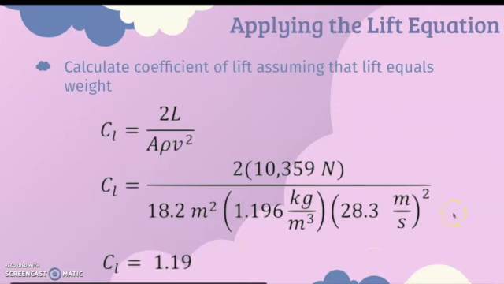We can then calculate the coefficient of lift, assuming that lift equals weight. So with the assumption that lift is equal to weight, we can then take 10,359 newtons, multiplied by 2, over 18.2 meters squared, because that's the area of the wing, times our density that we calculated, which is 1.196, and then our velocity at 28.3 squared. This is going to give us a coefficient of lift that is equal to 1.19. This means that the coefficient of lift at the point where we have just enough lift to get the wheels of the Cessna off the ground is 1.19.